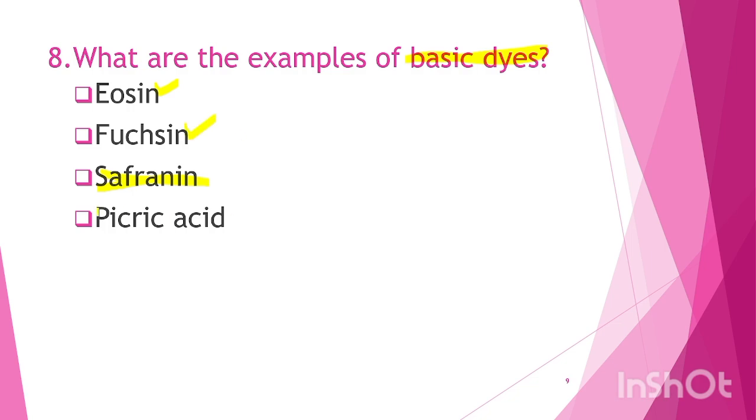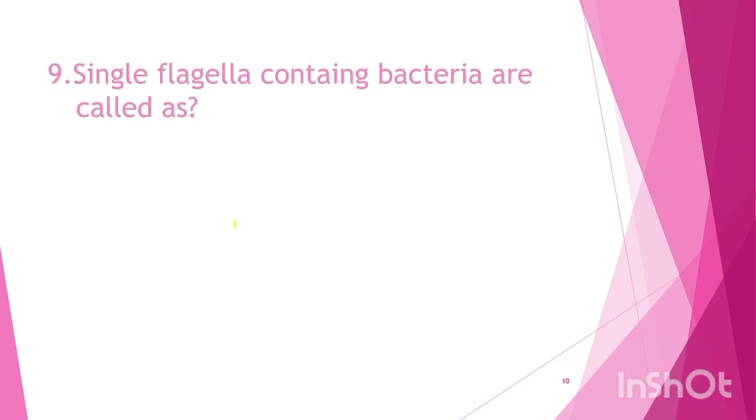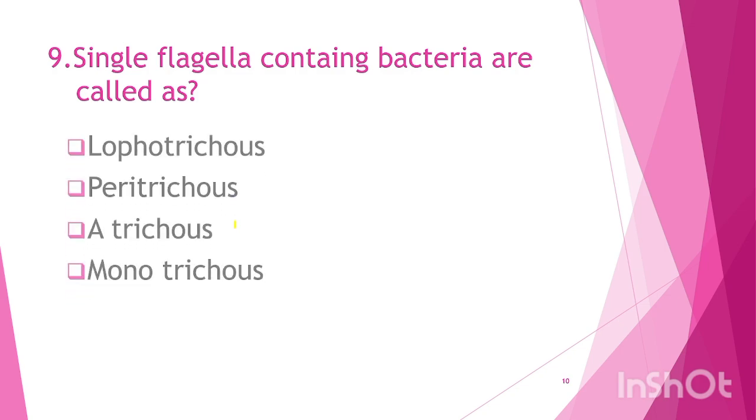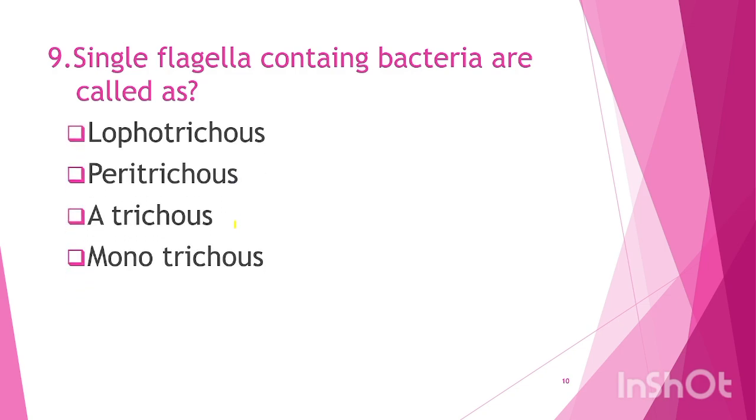Whereas picric acid is one of the components in the preparation of Hager's reagent, which is mostly used for the determination of alkaloids. And then next, go with the 9th question, single flagella containing bacteria are called as, and the options are Lophotrichous, Peritrichous, Atrichous and Monotrichous. And the answer for this question is Monotrichous.